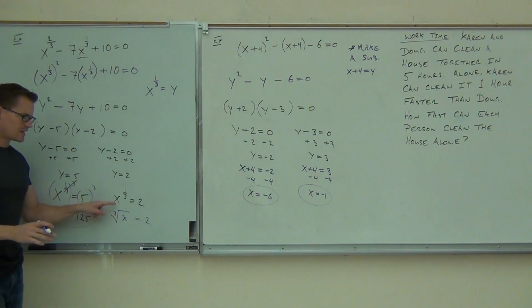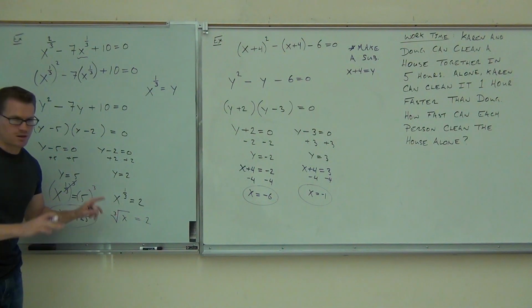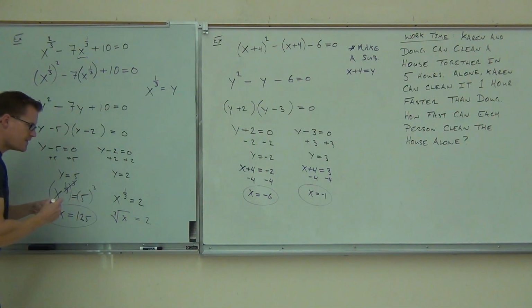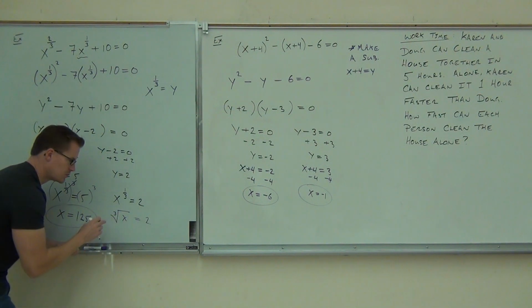Rewrite that as the cube root of x. You just have to be able to do that, right? Write that from a fractional exponent to a radical. You have to be able to do that. And then realize that, oh, that's a cube root of x. See, I just can't have people doing this.